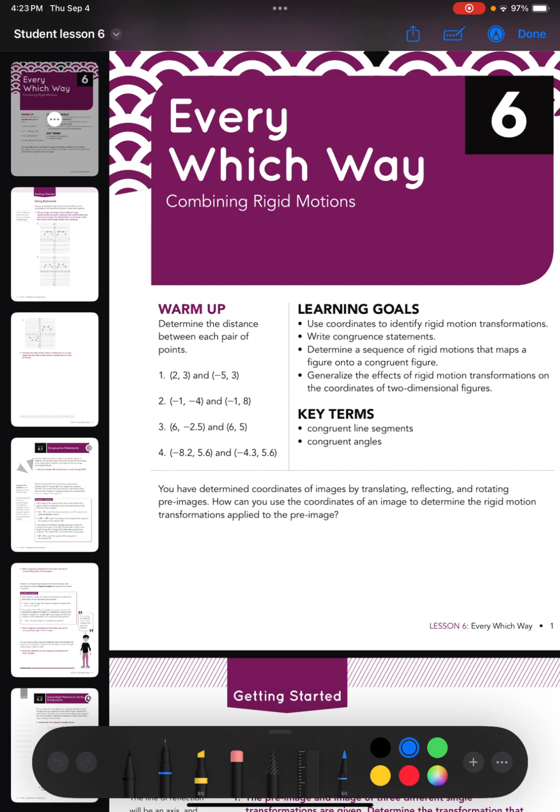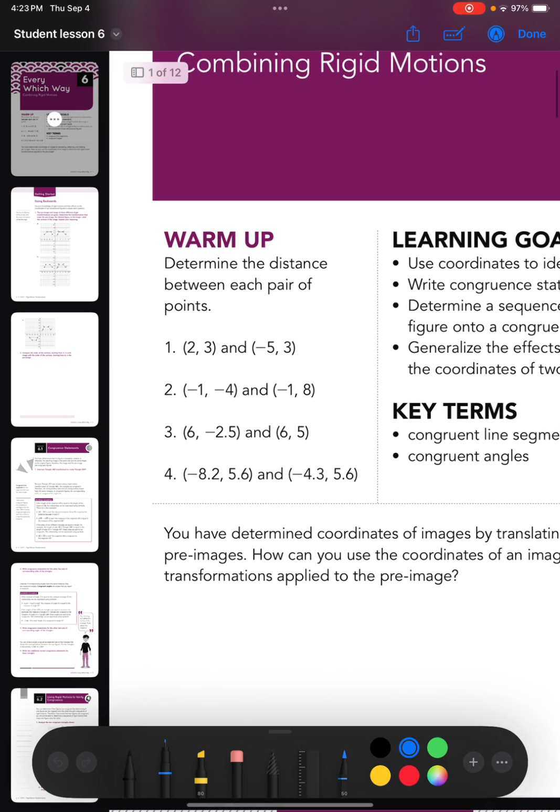Now, the key here, if we notice on each one of these examples, 1 through 4, is they either have an x value in common or a y value in common. So the distance between them is simply going to be the distance between the one variable that is not the same. So for instance, on number 1, the y values are the same, so the distance between the x values is the distance between the 2 points. If we think of a number line, the distance between 2 and -5 is 7 units.